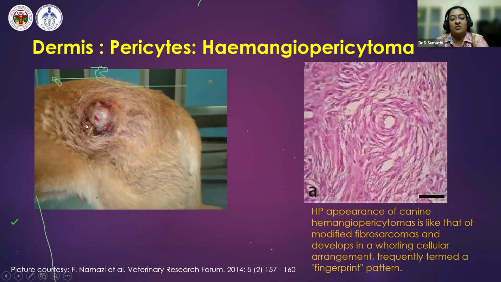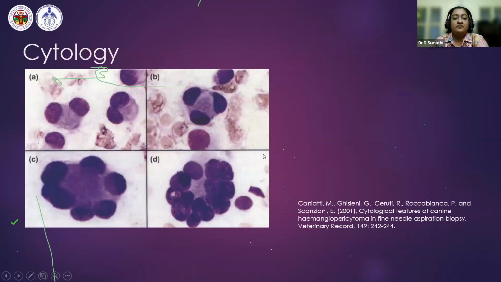There is a small nodule over here. You can see it on the lateral side near the thigh region. And here you can see the fibrosarcoma on histopathology. It looks like a fingerprint. This is a very typical appearance of hemangiopericytoma on histopathology.